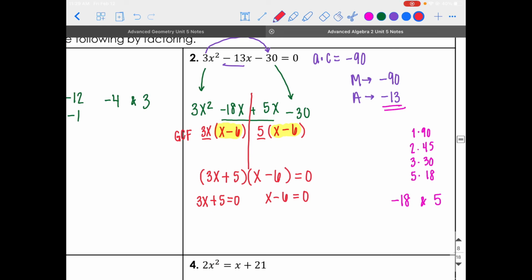This first one, I can subtract 5 to get 3x equals negative 5. And then dividing by 3 gives me x equals negative 5/3. And then the other one, all I have to do is add 6 to get x equals 6. So this parabola crosses at negative 5/3 and 6.